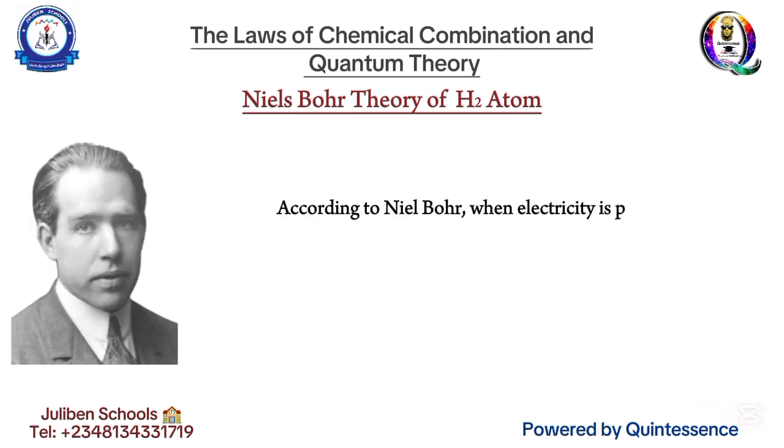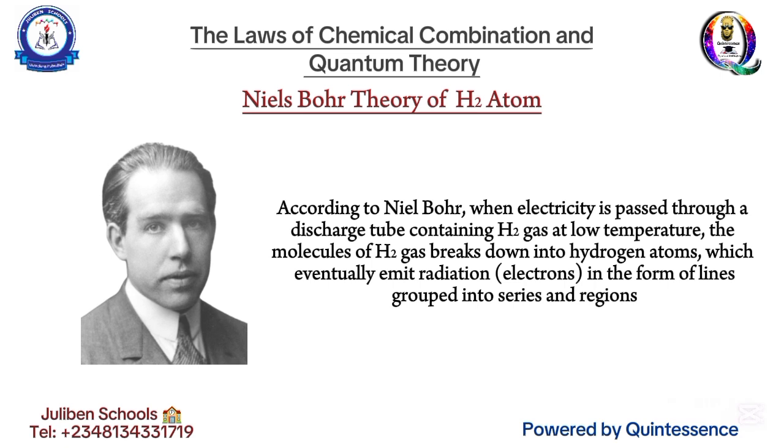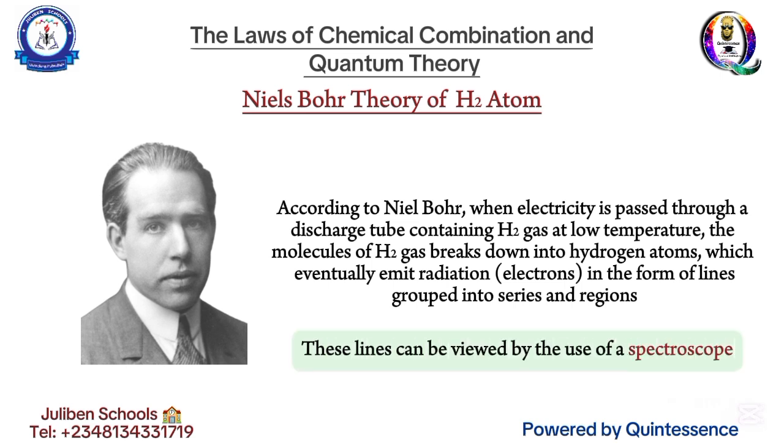Now, according to Niels Bohr, when electricity is passed through a discharge tube containing hydrogen gas at low pressure, the molecules of hydrogen gas break down into hydrogen atoms, which eventually emit radiations. These radiations emitted are electrons. So once you pass electricity through a tube containing hydrogen gas, it breaks down the hydrogen gas and they emit their electrons. These electrons fall in the form of lines, and these lines can be viewed by the use of a spectroscope, as the case may be.